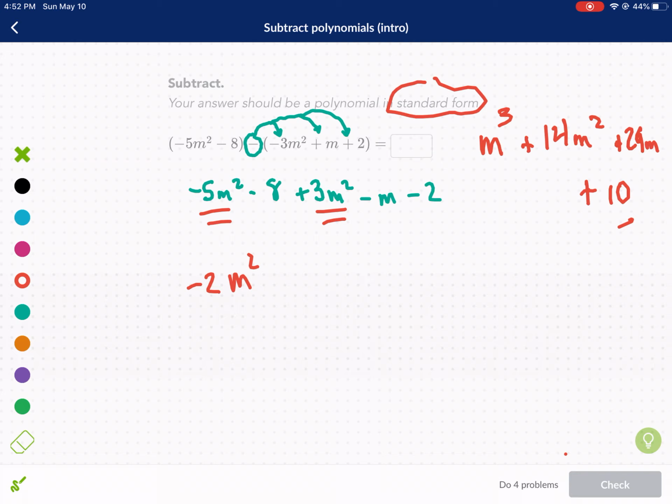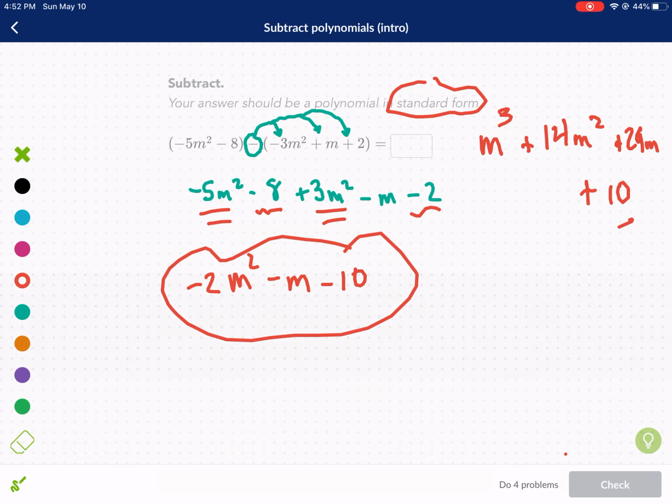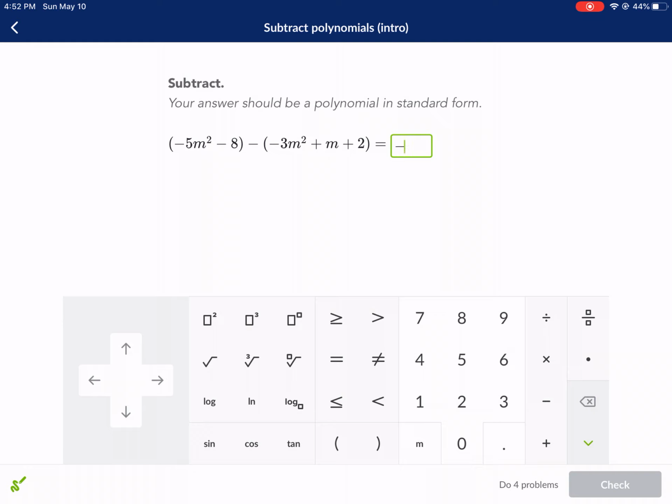So our next variable is m. There's no other m, so we're just going to copy the minus m. And then we have negative 8 and negative 2, which gives us negative 10. So that is our final answer: negative 2m squared minus m minus 10.